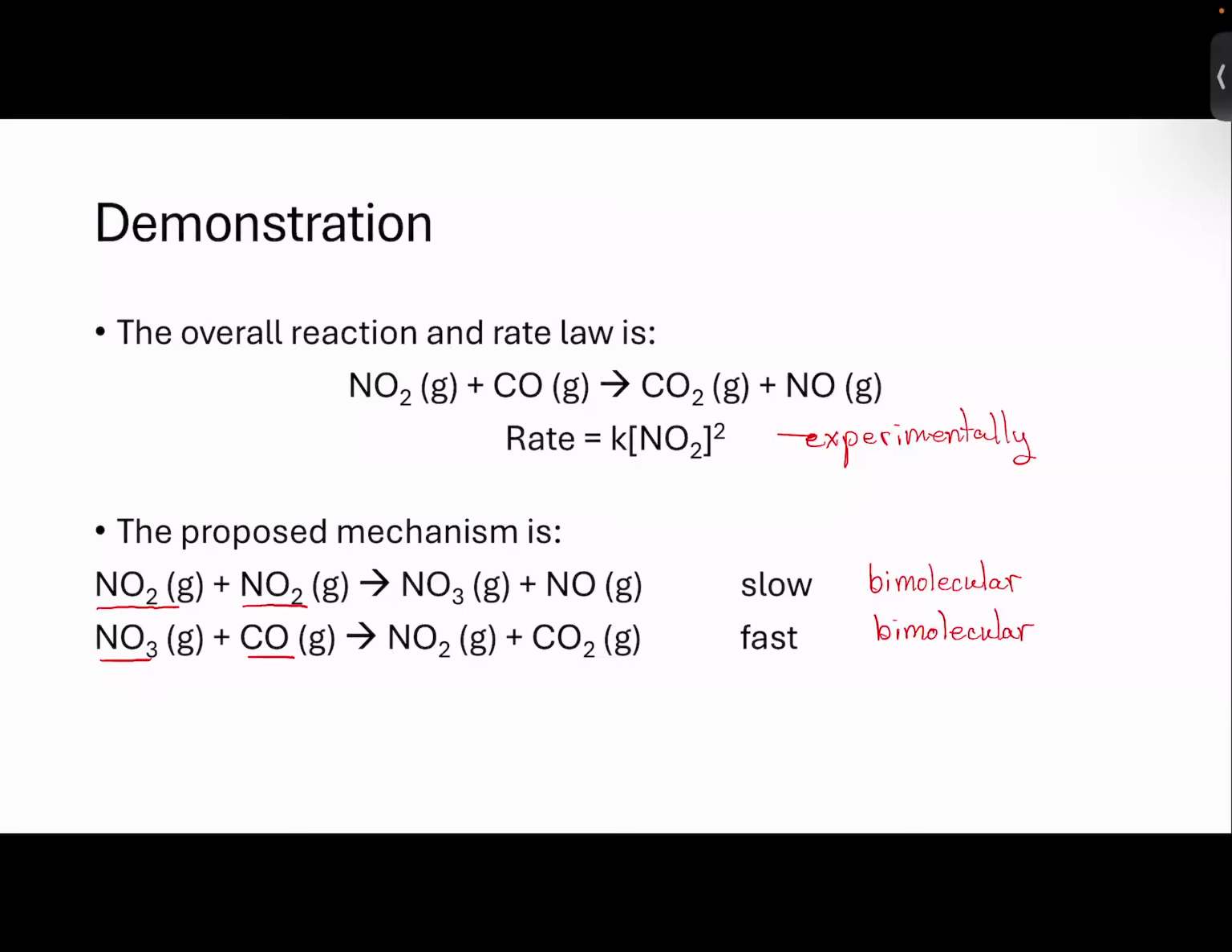The first criteria to know whether or not this is a valid mechanism is that the reactions, the elementary steps, must add up to the overall reaction. When I look at this, on the reactant side, I have two nitrogen dioxides. Later on the product side, I have one nitrogen dioxide. So one of my nitrogen dioxides is going to cancel out.